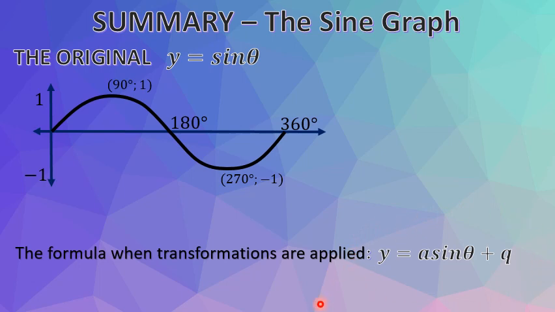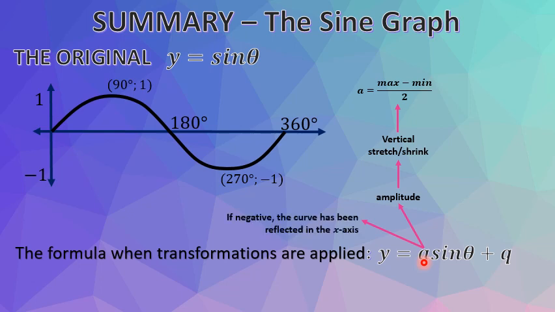I did them on separate slides, but we can actually sketch graphs where there has been a vertical shift and a vertical stretch. Remember, A represents your amplitude, and your amplitude represents a vertical stretch or shrink, and that's the little formula for the amplitude. Another thing to note about the sign of A, if A is a negative number, then the curve has been reflected in the x-axis. Last but not least, we have Q, which represents a vertical shift. If Q is positive, we've shifted the graph up, and if Q is negative, we've shifted the graph down.